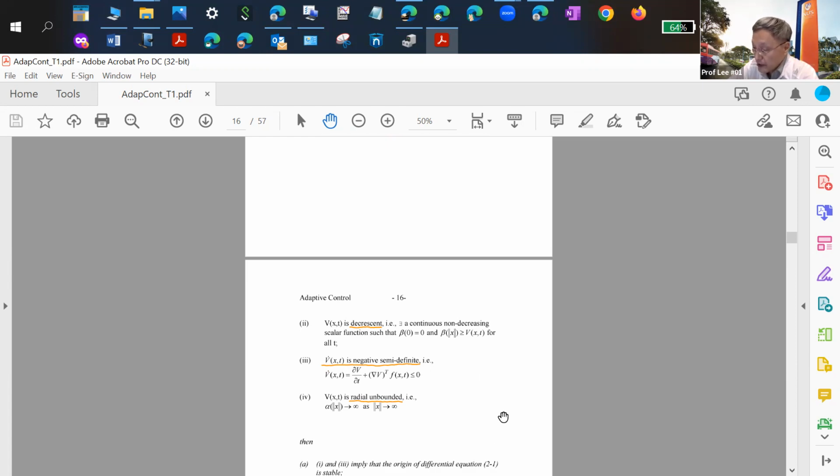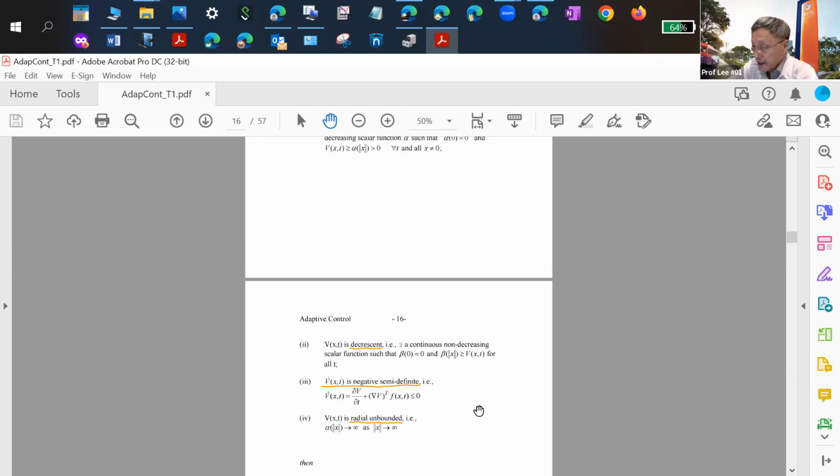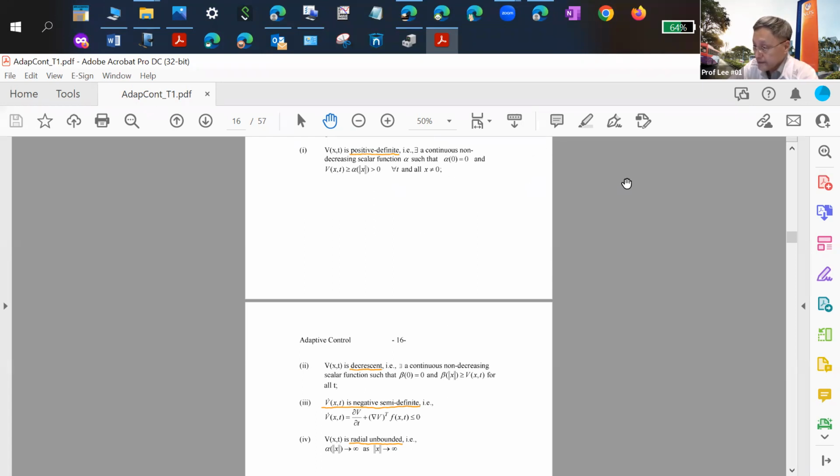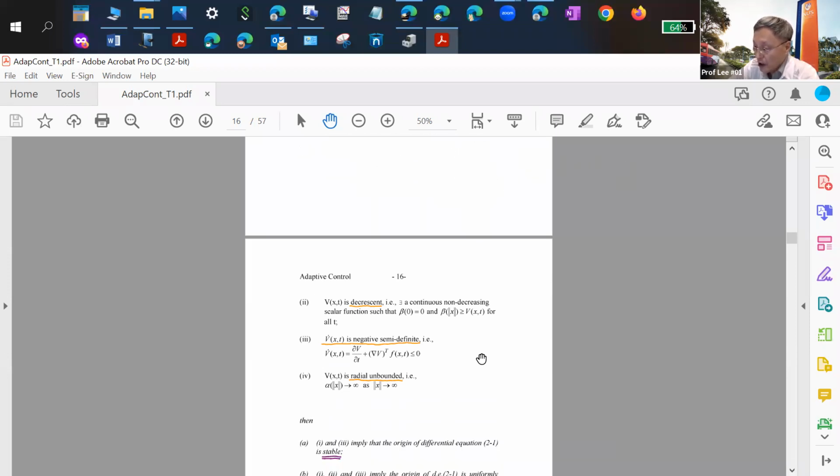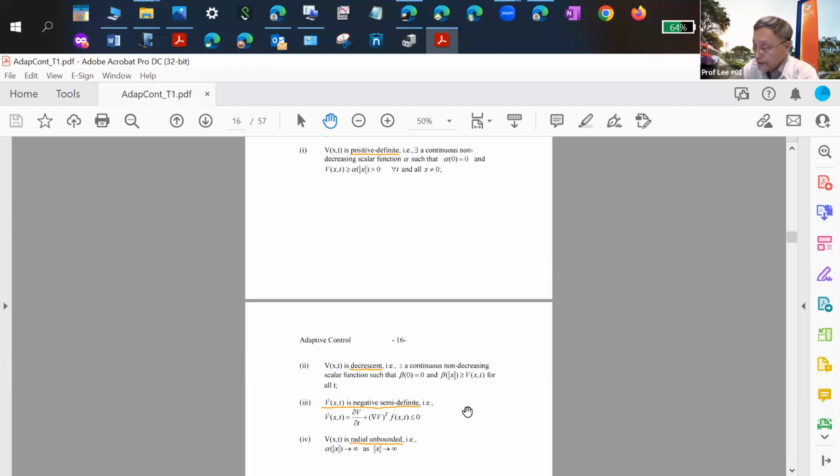And in addition, you can also show one more property: that the scalar function you construct, while being positive, is also what is called radially unbounded. Radial unboundedness means that you take this alpha function, which you have shown to exist, to underbound your V, and you show that this alpha function has the additional property that as the norm of x tends to infinity, the alpha function itself also tends to infinity. Then you also have this last property of radial unboundedness for your scalar function V.